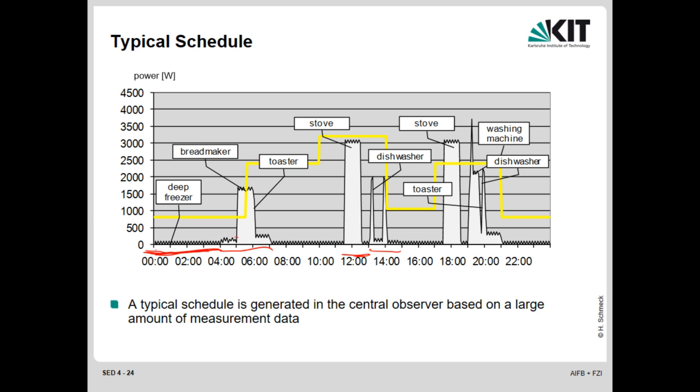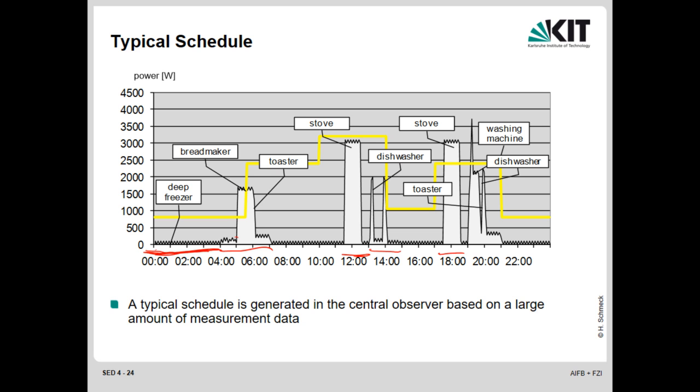Then again, you have a toaster somewhere. You have a stove usage in the evening. It may be again a dishwasher. It must be a large family, having the dishwasher run twice a day. And a washing machine is also running. So these are typical profiles that you can see.